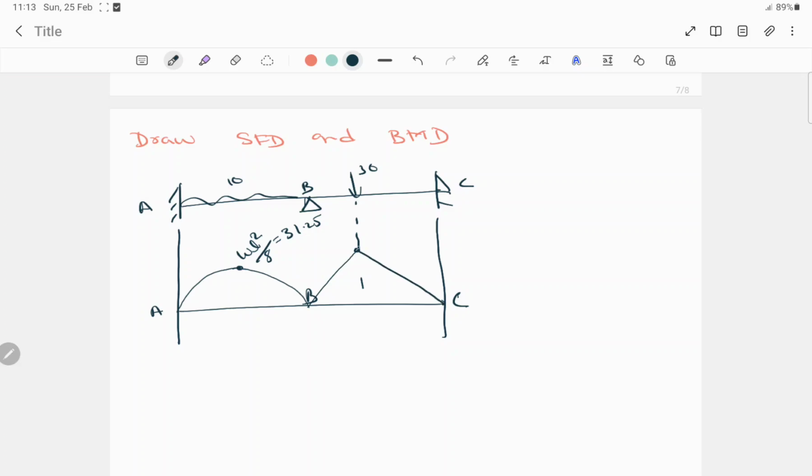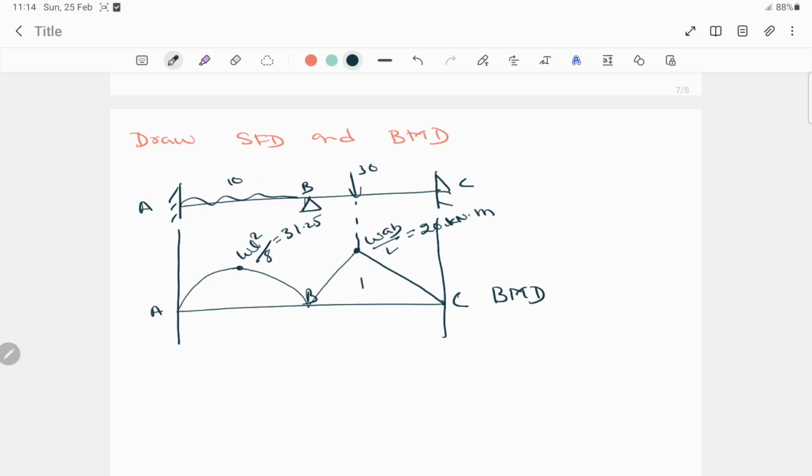and the maximum bending moment for this particular point will be WAB by L. So after putting all the values here, we'll get the value around 20 kilonewton meter. This is the bending moment diagram.